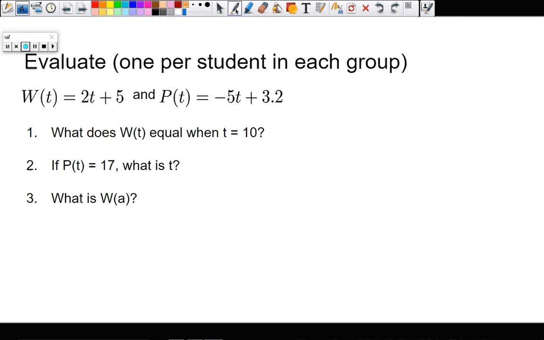Now, what is W of A? This is a big question. And it ties in with what Aaron was talking about before. Should you write W of 10? Should you write W of T? Should you write W of A? Alright? So, W tells us we're going to be working with this machine right here. So let's build the machine. We're going to say 2 parentheses plus 5. All I did was write this out, and I put a parentheses somewhere.